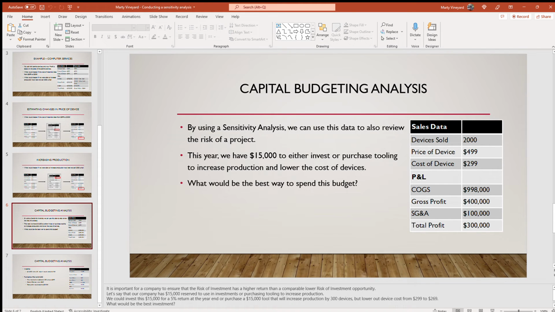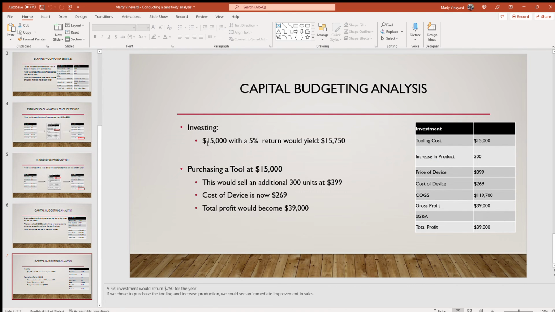So let's assume that we invested $15,000 at a 5% return, or that we use that $15,000 and it increases our production and lowers the cost of our product from $299 to $269. So with $15,000 and a 5% return, we'd expect to have a $750 profit. Or if we purchase a tool and we sold an additional 300 units based off this tool alone, we could have a cost of goods sold of $119,000. We could expect, based on our price reductions, to now have a gross profit of $39,000.